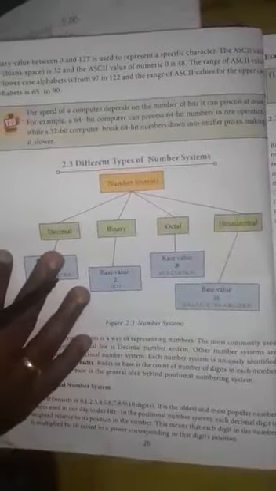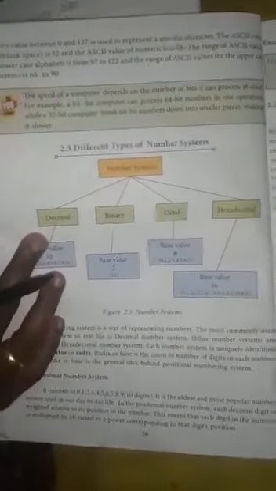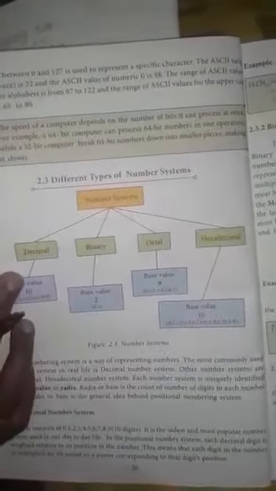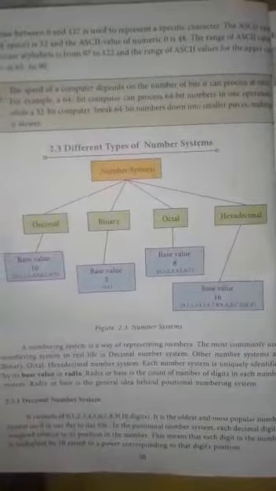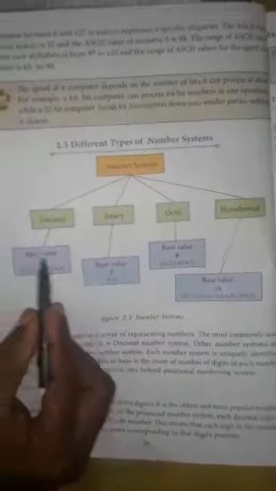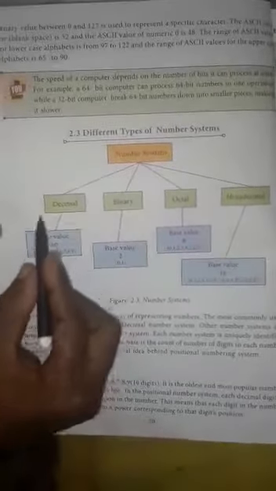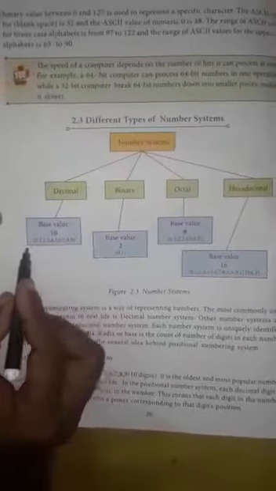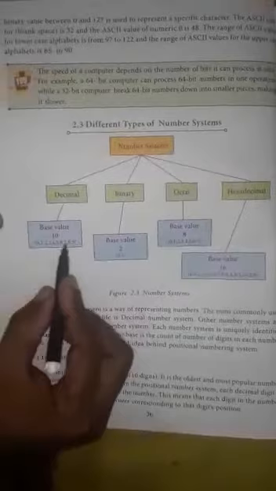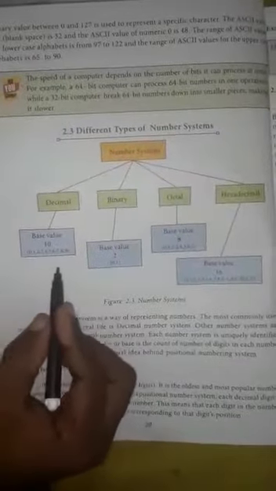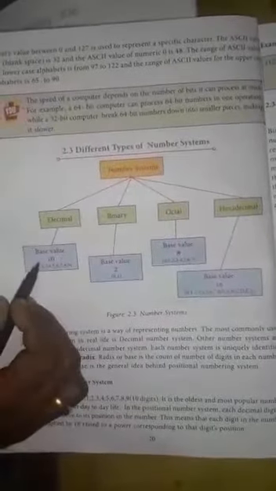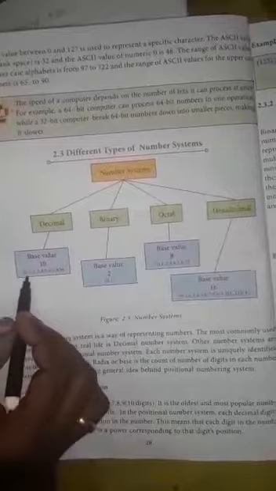The most commonly used numbering system is the decimal number system. The decimal number system's base value, or radix value, is 10. The numbers are 0 to 9: 0, 1, 2, 3, 4, 5, 6, 7, 8, 9 make up the decimal number system. This radix value is 10, and the values are 0 to 9.